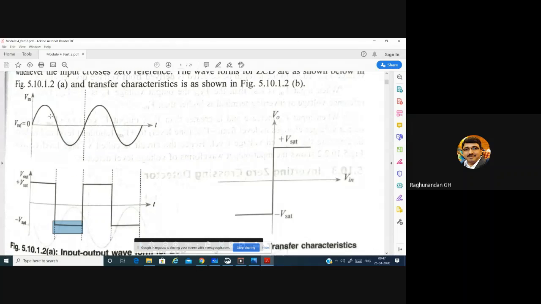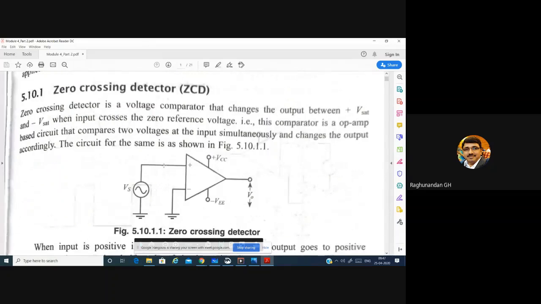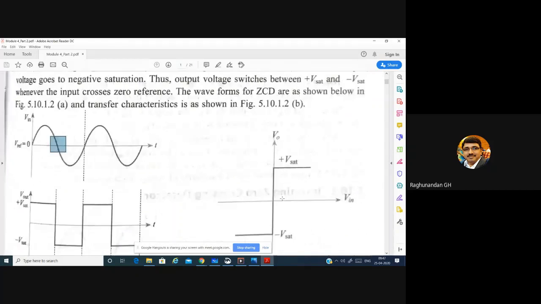But when it crosses the zero reference line, during that time only it is going to change the phase. That's why the name zero crossing detector. It is going to detect whenever the signal crosses the zero reference line. Here the same thing can be plotted over this graph, Vo versus Vin.